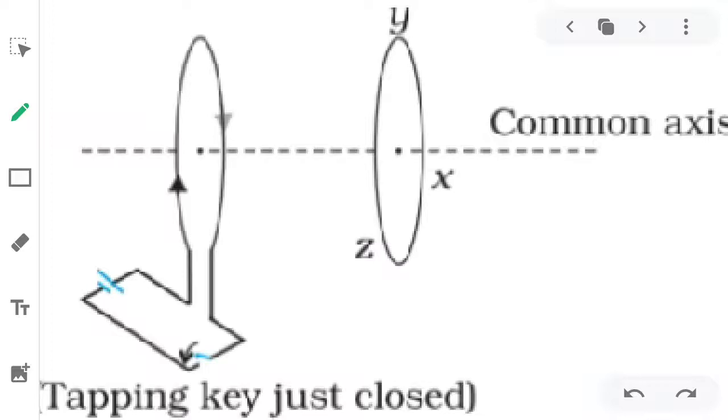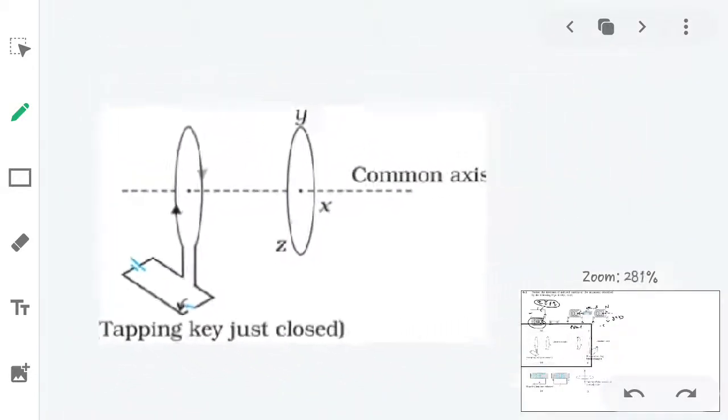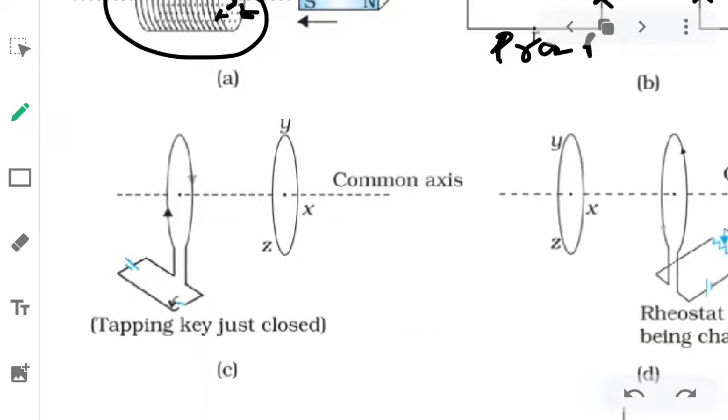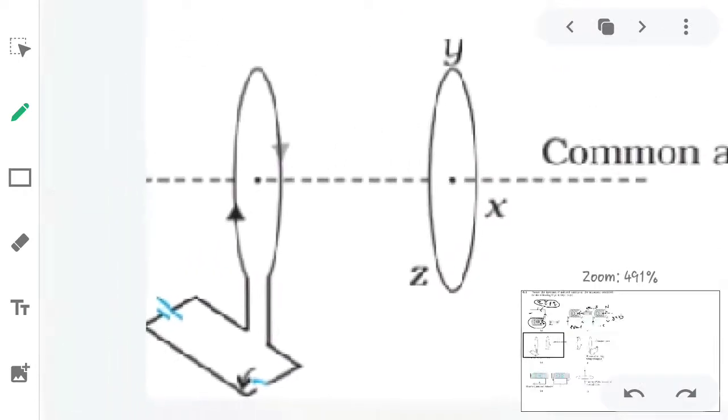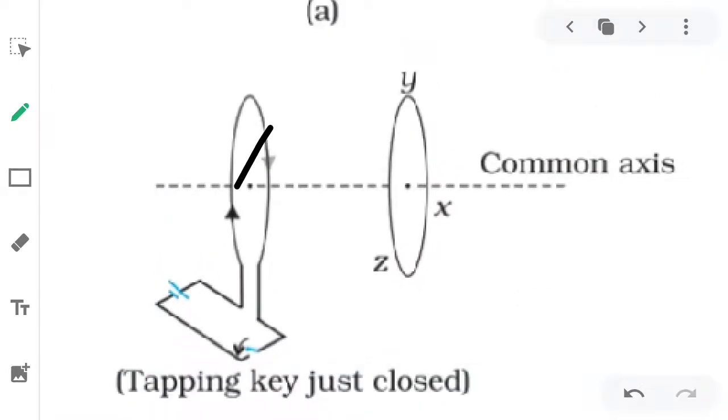So the key is switched on. Current is increasing, right? Increasing current means opposite polarity will form, because increasing current means increasing flux. So this face, what we can see here, the current is clockwise, so it will have a south pole.